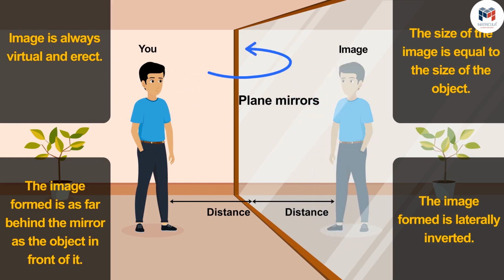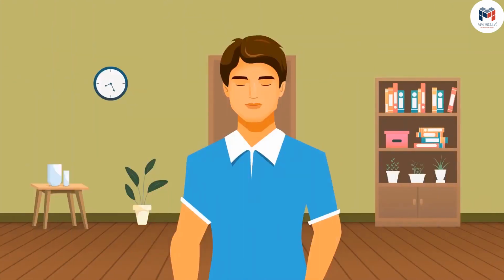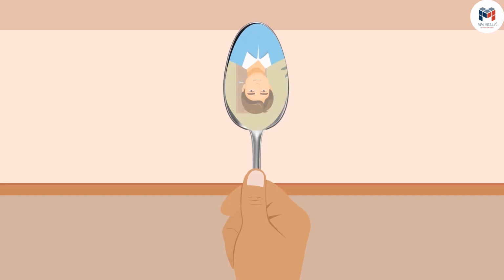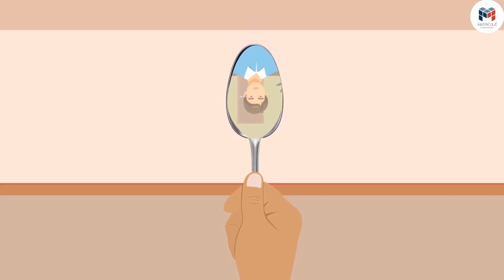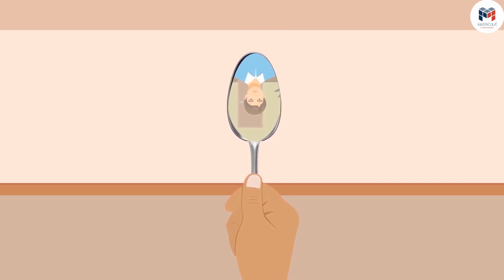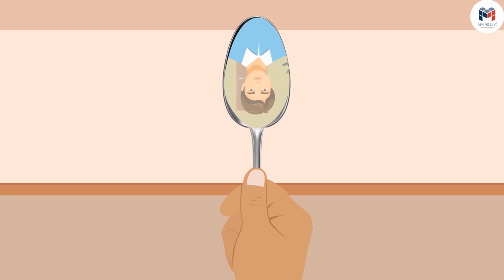If the plane mirror is replaced by a spherical mirror, will the characteristics of the image change? Let us try to understand the spherical mirror through this activity. My name is Rahul, and today I will learn about image formation with the help of this shiny spoon. Hey, as I am taking the spoon away, the size of my image is getting smaller. What? Why is my image inverted in the spoon?